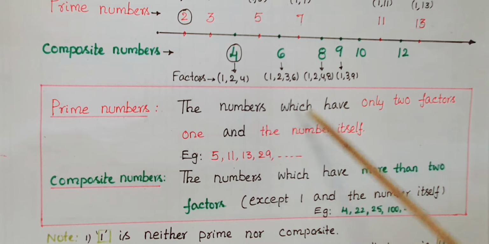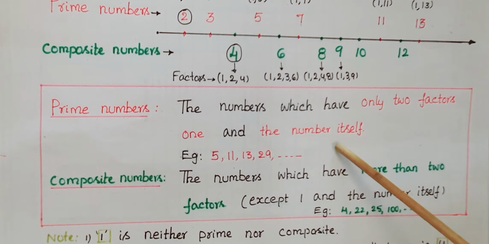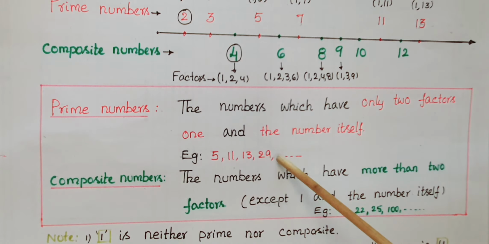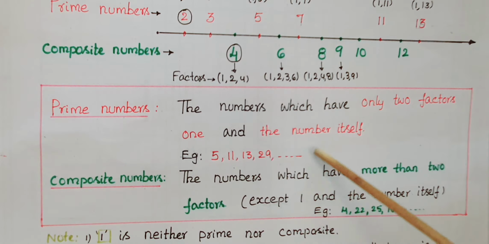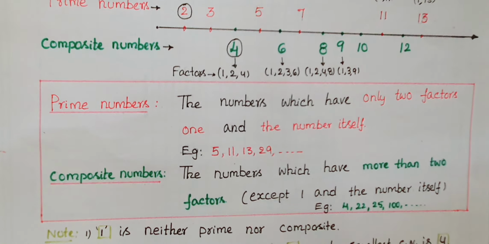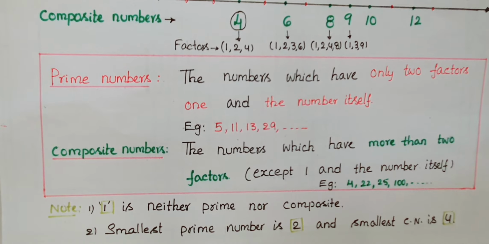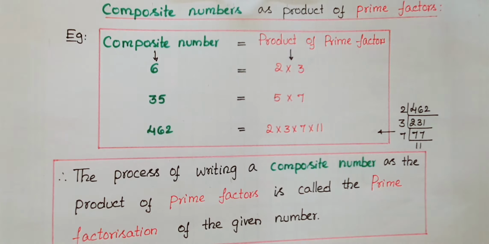Now, the numbers which have only two factors, 1 and the number itself, are called prime numbers. For example, 5, 11, 13, 29, etc. These types of numbers are called prime numbers. And the numbers which have more than two factors, besides 1 and the number itself, are called composite numbers. Example: 4, 22, 25, 100, etc. And 1 is neither prime nor composite, 2 is the smallest prime number and 4 is the smallest composite number. Now we know that a composite number has many factors.